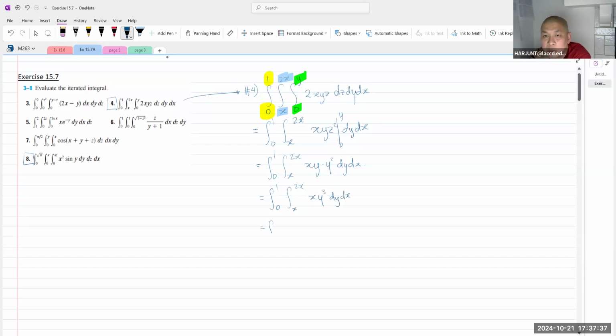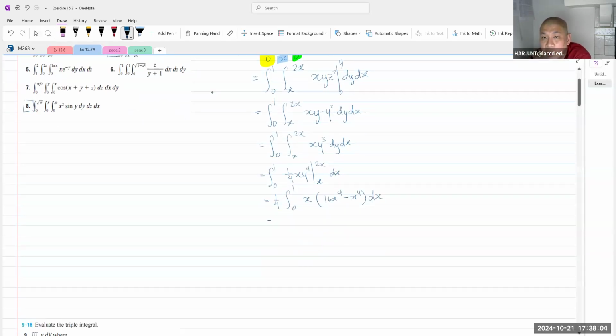But this then equals the integral from 0 to 1, integral from x to 2x of xy cubed dy dx, which will give us 1/4 xy to the 4th from x to 2x dx. That's 1/4 integral from 0 to 1 of x times 2x to the 4th, that's 16x to the 4th, minus x to the 4th dx. That's 15, right? So this is 15 over 4 integral from 0 to 1 x to the 5th dx.